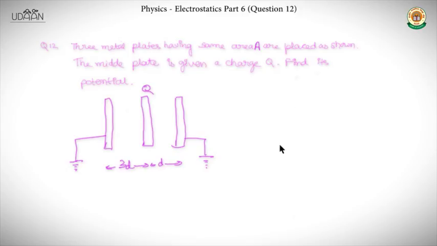Okay, so let's move to the next question. We have three metal plates having the same area A, placed as shown in the diagram. The middle plate is given a charge capital Q. Find its potential. The other two plates are grounded, and for the middle plate you have to find its potential. Shrikant will tell us how to approach this question.